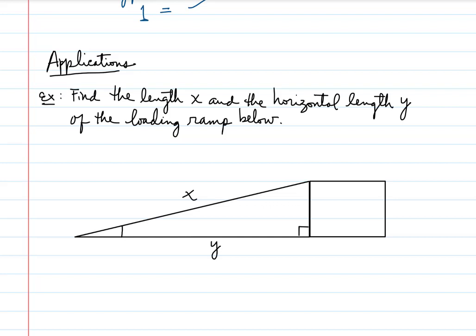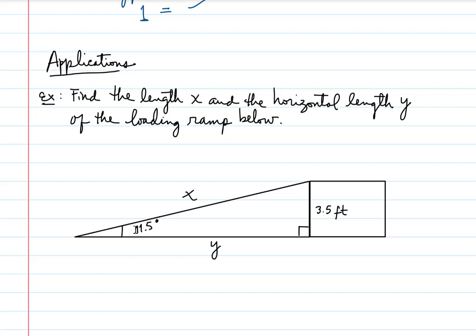Let's say we have a ramp here. We want to build a ramp, right? And let's say the height here is 3.5 feet. And let's say we're given this angle here as well, let's say it's 11.5 degrees. We want to find this x and this y here, where x is the length of the ramp and y is the horizontal length, from the tip of the ramp all the way to the base there.